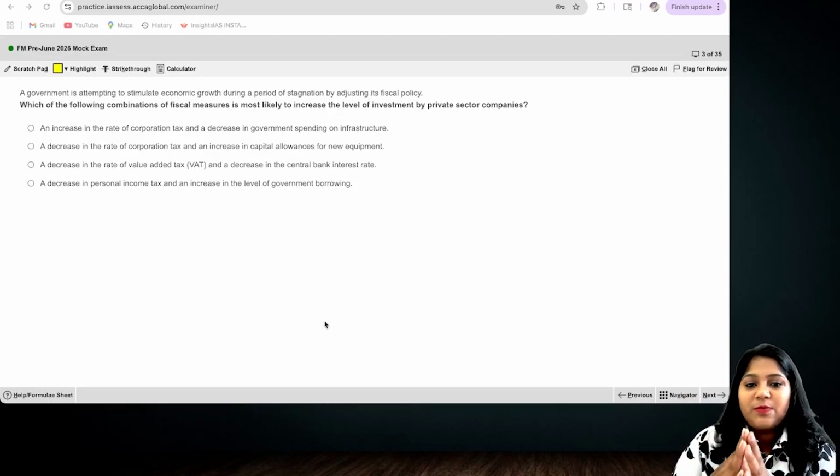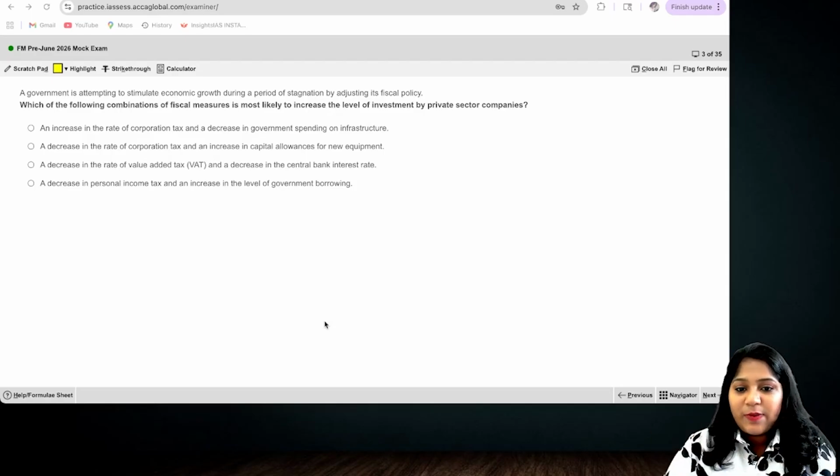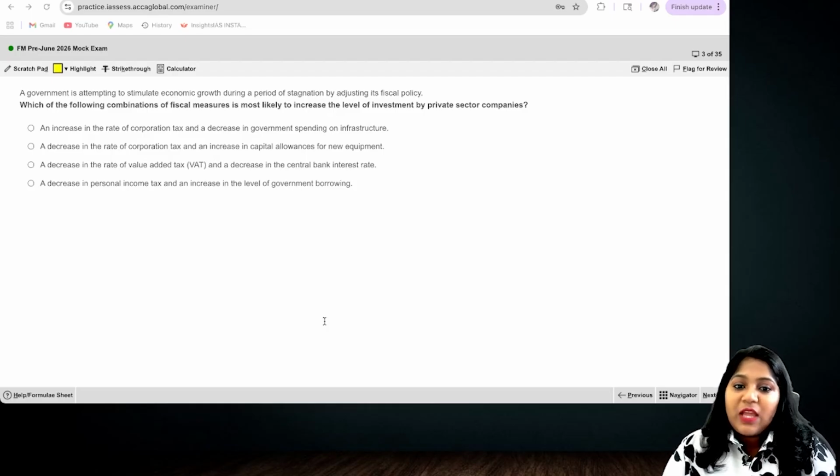Guys, fiscal measures means less cash is being spent on corporation tax, right? Because less tax is spent, it increases the value of investment. With projects having capital allowances, you can actually induce the private sector growth. So with an increase, I don't think that is going to stimulate. And look at option C, a decrease in the rate of value added tax and a decrease in central bank interest rate. Okay, guys, change in the interest rate is completely related to monetary policy, not fiscal policy. So option C also cannot be the answer.